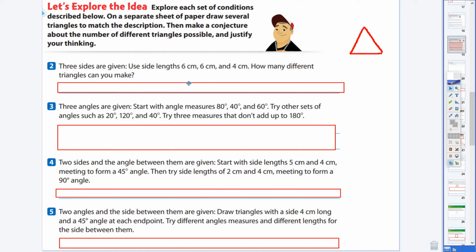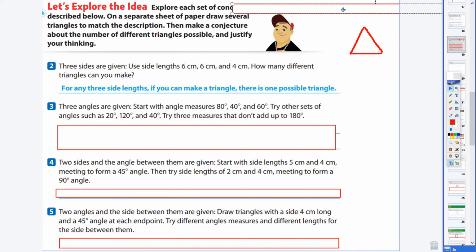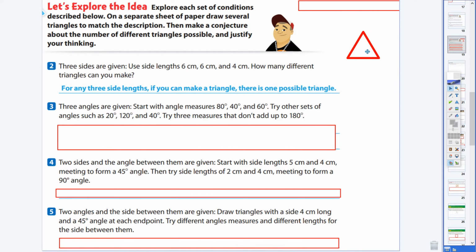Problem 2. Again, 3 sides are given. Use side lengths 6 centimeters, 6 centimeters, and 4 centimeters. How many different triangles can you make? For any 3 side lengths, if you can make a triangle, there's 1 possible triangle. Look at this triangle, for example. Let's say this is 6 centimeters, 6 centimeters, and 4 centimeters. It's not drawn to scale, but if I rotate it, it still stays the same length. There's only 1 possible triangle.